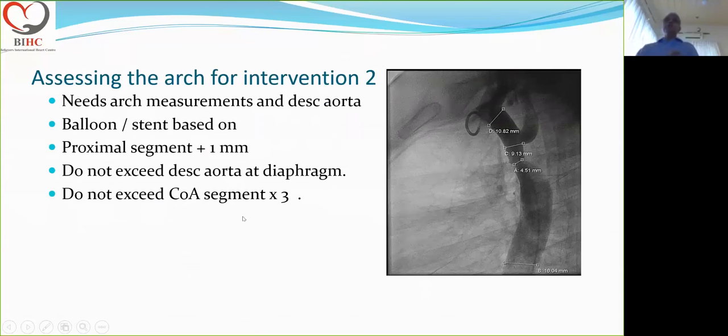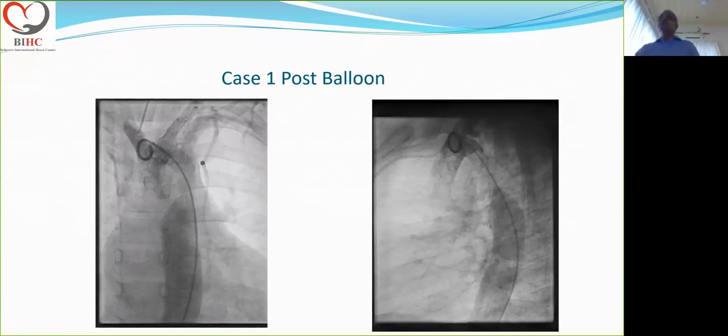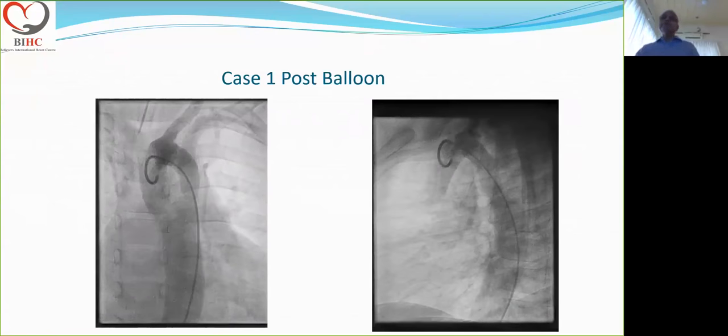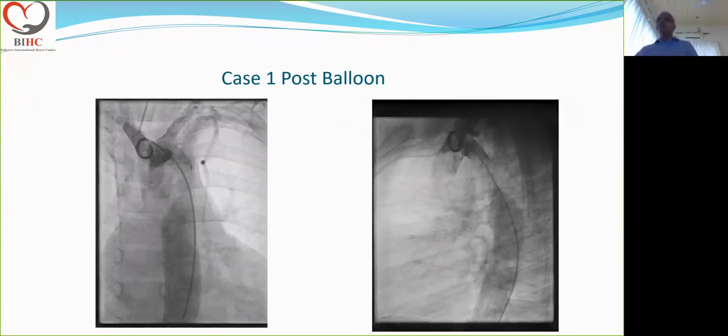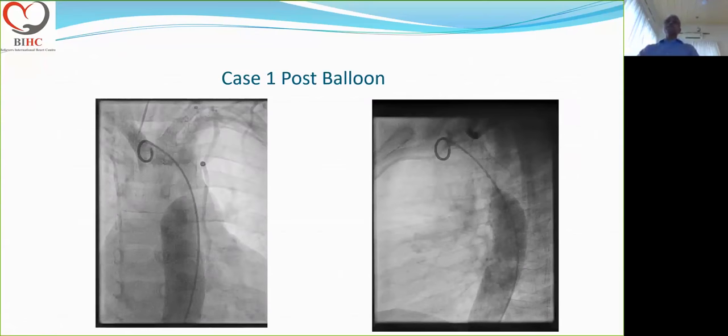We choose a balloon which is not bigger than 1 millimeter from the proximal segment. And when we do that, this is the sort of result that we get. You can see that narrowing is gone. All that we have done is a balloon dilatation. So there's a good result here.